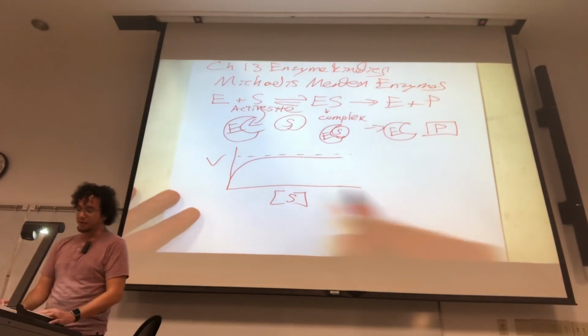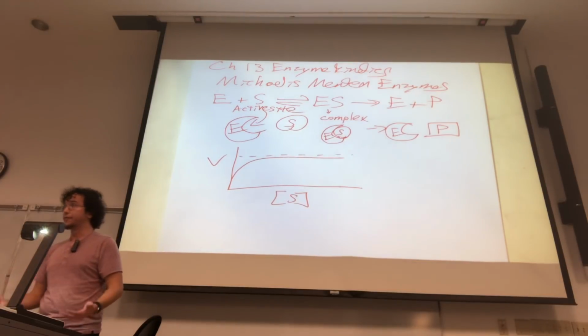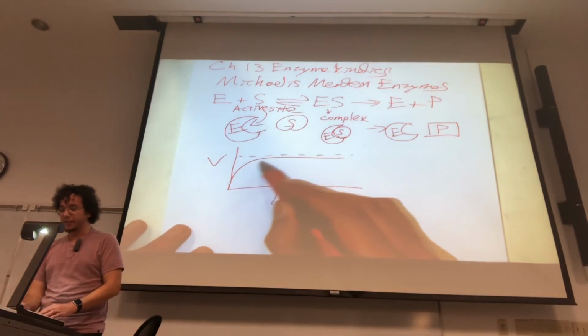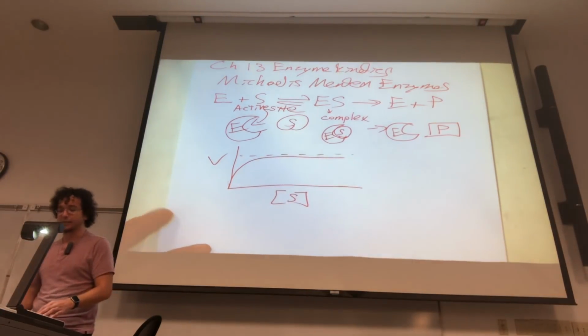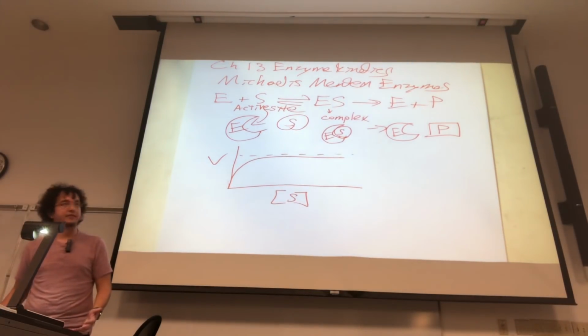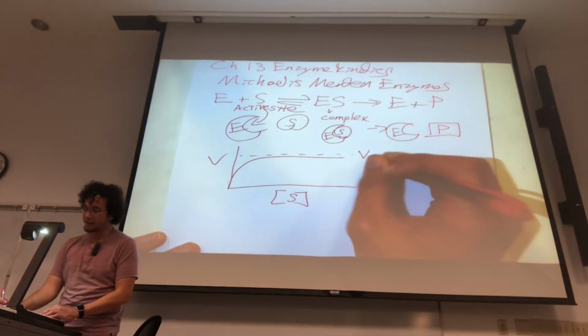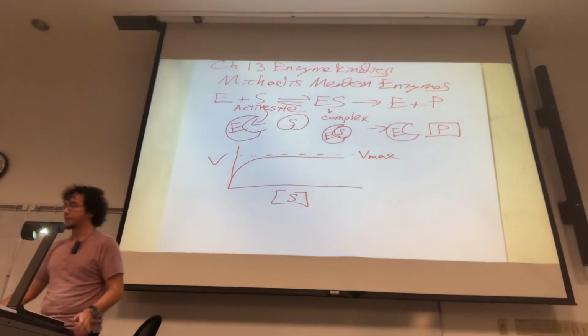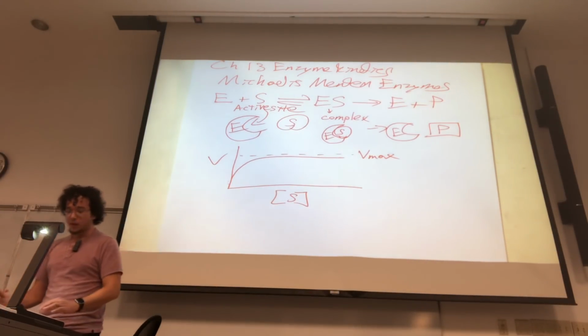As substrate concentration increases, the rate of the reaction increases, but not infinitely, obviously. It reaches a kind of saturation point where the rate of the reaction flattens out here. That's because the enzyme isn't infinitely fast. It reaches a maximum limit that it can handle, of which that limit is called Vmax, the maximum rate at which the enzyme can catalyze this total reaction.